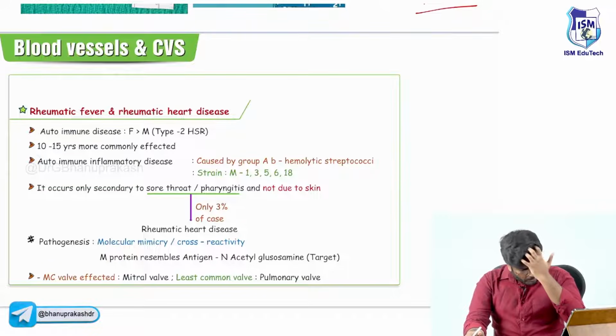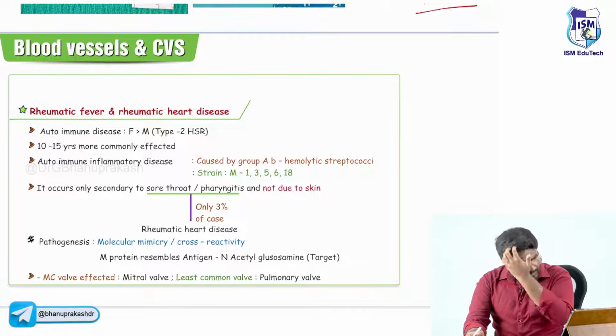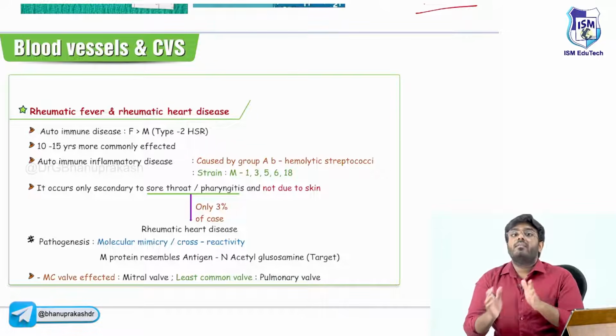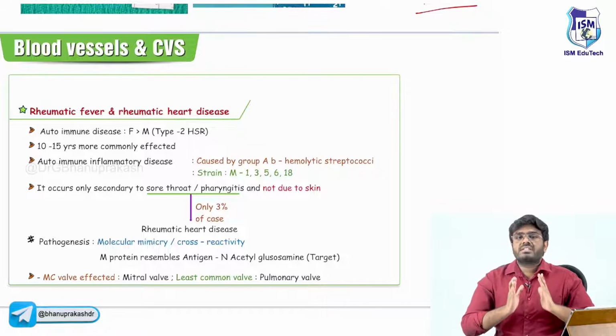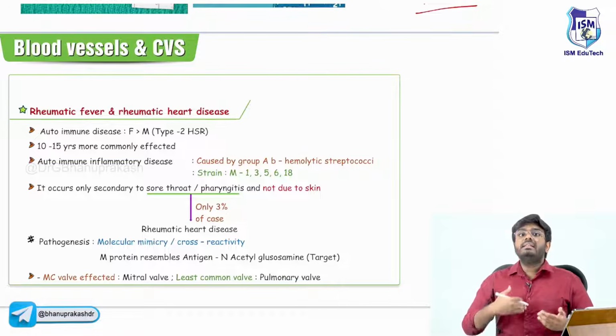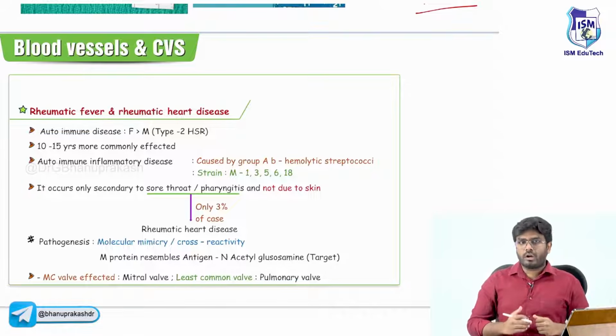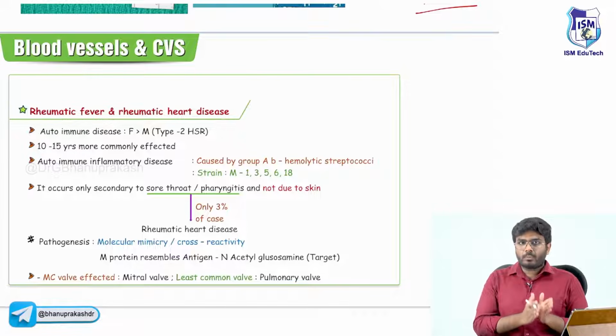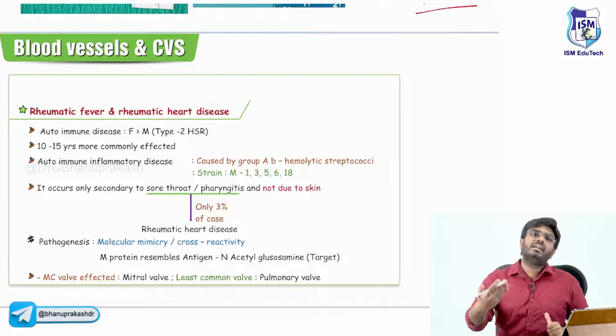See, now many students will have a confusion. So what is rheumatic fever and rheumatic heart disease? Are they one and the same? First itself I am telling you, first the person is going to get the rheumatic fever. In this rheumatic fever, if there is heart involvement, then it is called rheumatic heart disease. So rheumatic fever plus heart involvement is rheumatic heart disease.